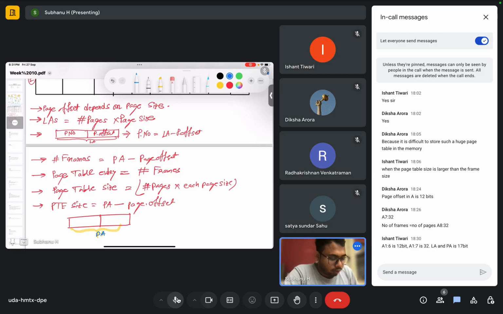Number of frames will always be equal to number of pages, which is equal to 2^5. Okay, number of frames. Yeah, right, yes.